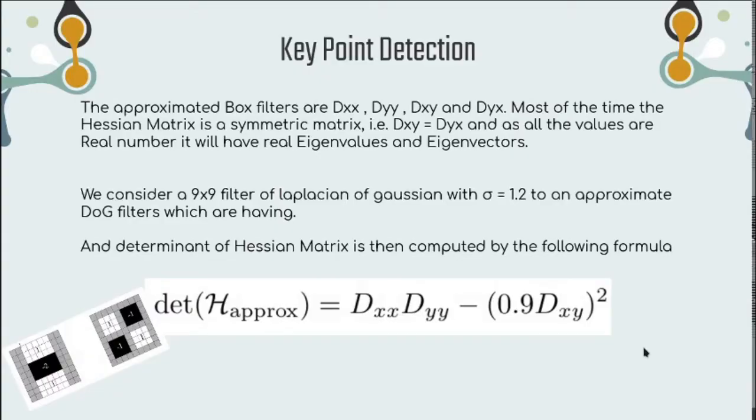To find the filter response, we will find the determinant of the Hessian matrix, but as we have seen, we have approximated the Laplacian of Gaussian filter with an approximate difference of Gaussian, so there is some mismatch. Therefore, to take into consideration this mismatch, we have made a modification to the determinant of the Hessian matrix, which is Dxx times Dyy minus 0.9 times Dxy whole squared.